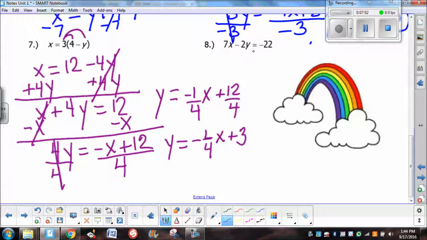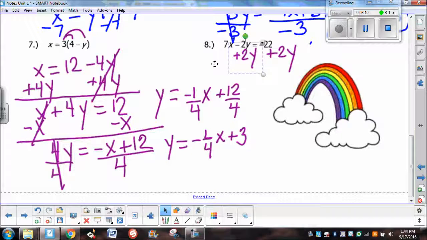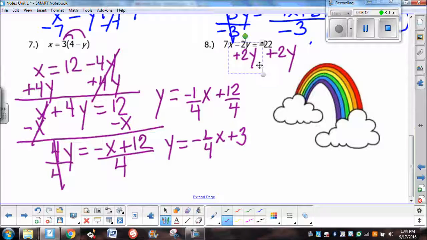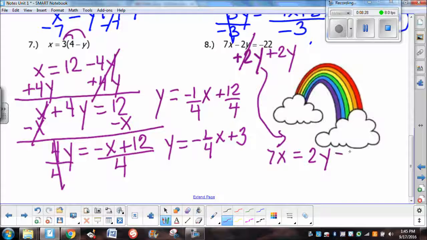Then in this last one, in number 8, let's do the same thing that I did back here. Let's move the y. Why am I doing that? Because see how that y is negative? Sometimes it just makes it easier if our y is positive. Just makes our life a little bit easier. I'm going to move my work down here after this little rainbow. So 7x equals, put the variable term first, 2y minus 22.